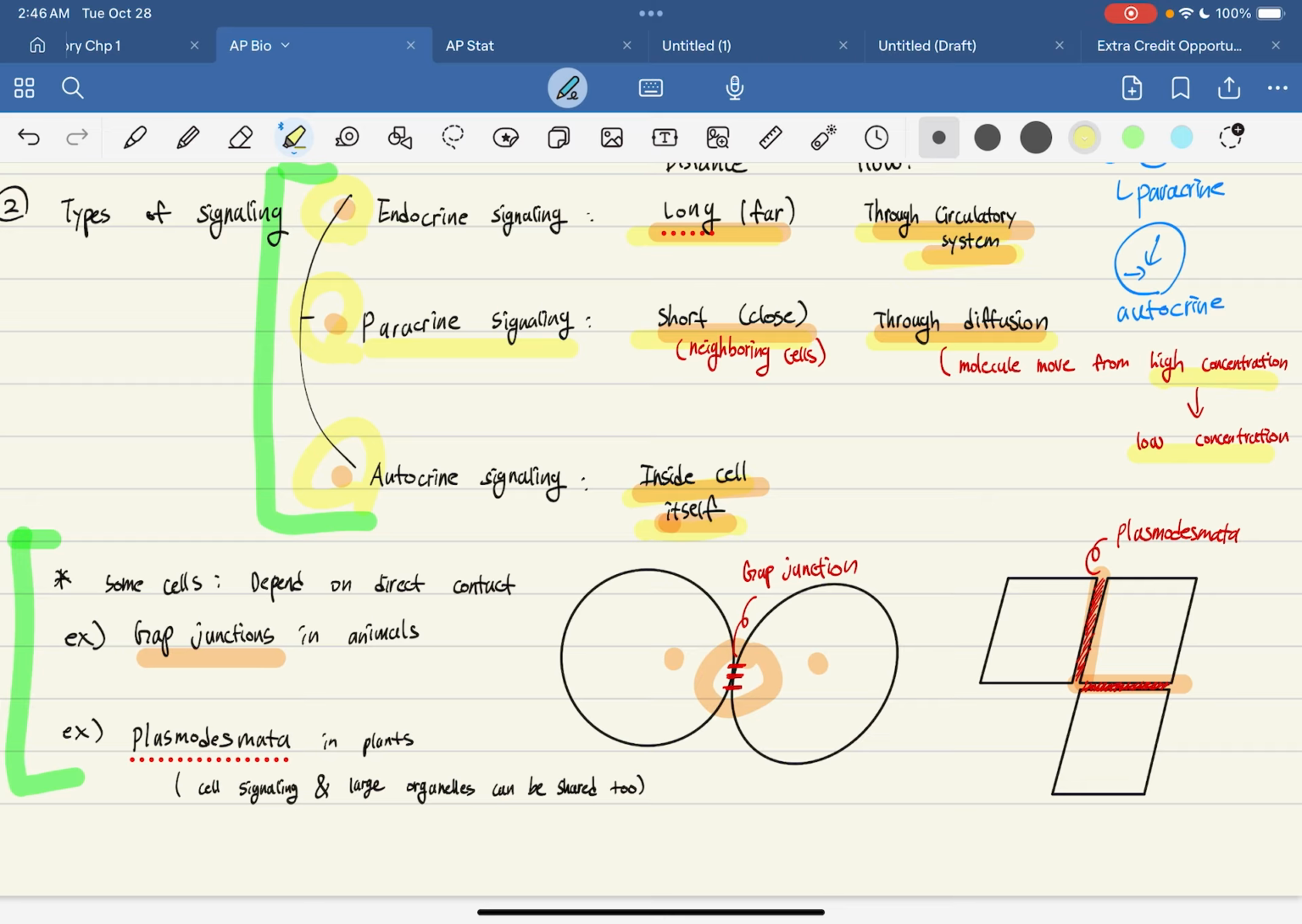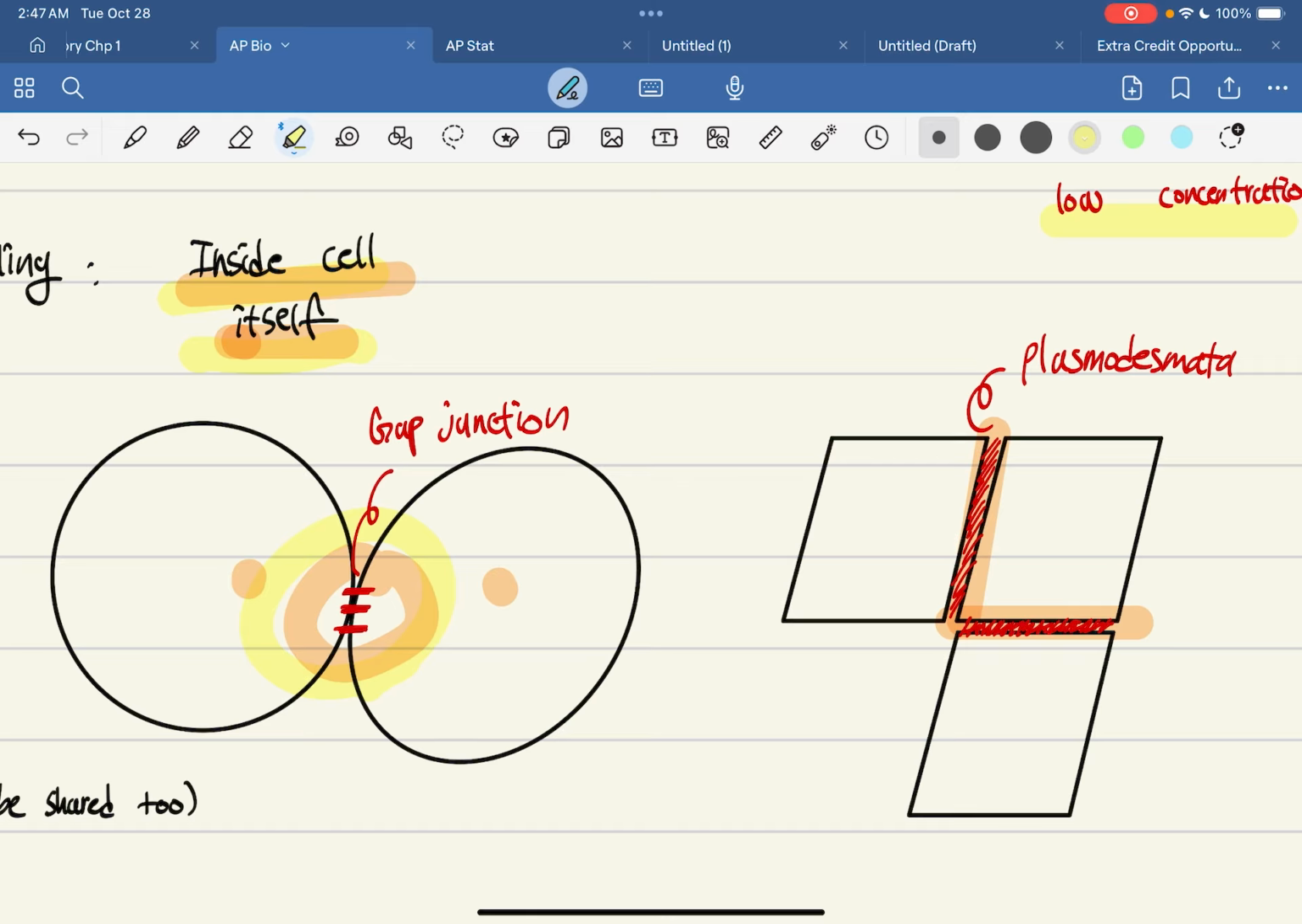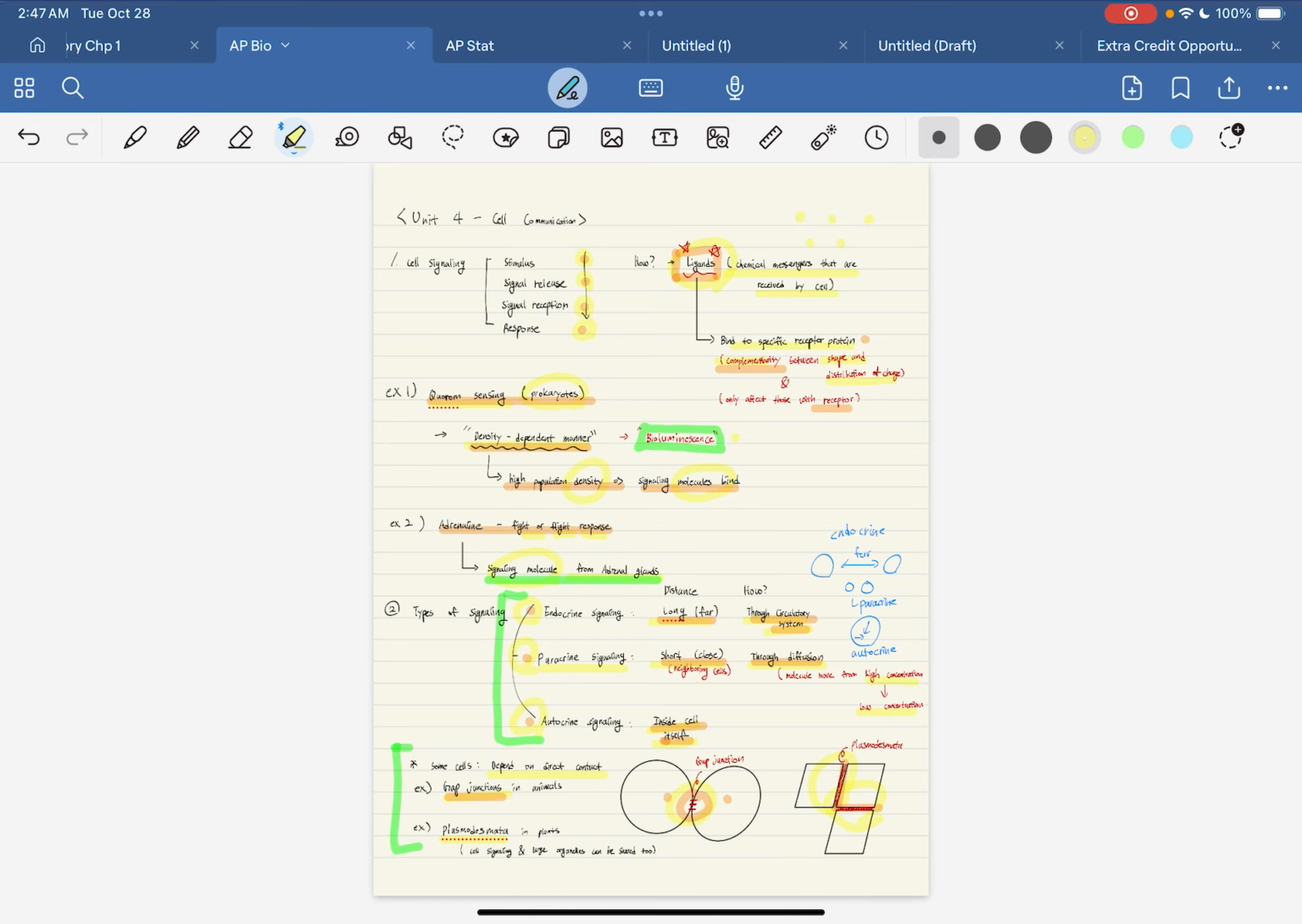Besides these 3 types of signaling, there are also some cells that depend on direct contact. This would be gap junctions in animals and plasmodesmata in plants. If you look at the drawing over here, this part is what we call a gap junction, where parts of each animal cell intersect, and this part is where plant cells intersect, which we call plasmodesmata.